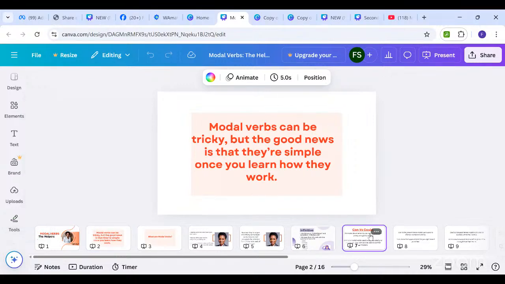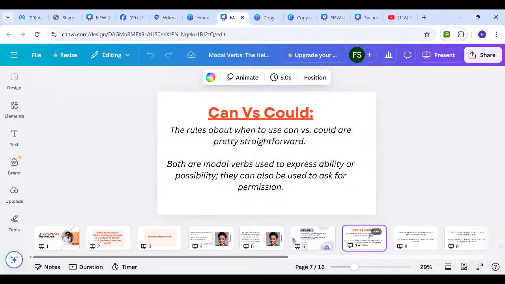So let's move to the difference between can and could. Just like we have seen the auxiliary helping verbs, we also have the modal helping verbs. These include can, could, shall, should, will, must, etc. So let's start with can.